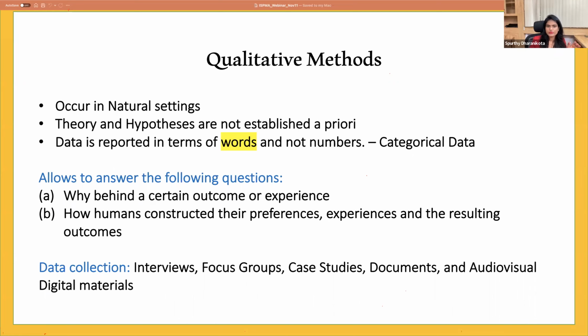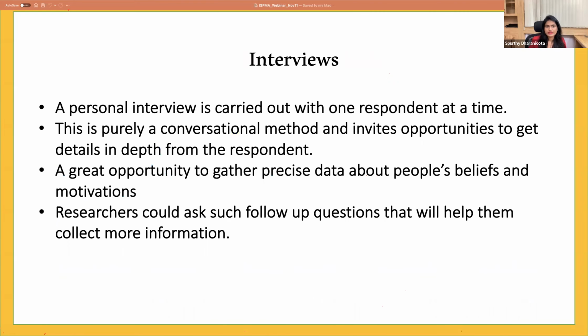So we'll broadly look over the three most popular ones, which are interviews, focus groups, and case study. Interviews are personal interviews carried out with just one person at a time. And this is very useful because it's conversational. Say you're doing a customer interview, market research, and you ask a customer, why do you not like the product? In a survey, the person just says, I like the product or I don't like the product. But using interviews, you can actually understand what's going on behind that decision. So what do you not like about the product? There could be probing or follow-up questions that can be very useful.